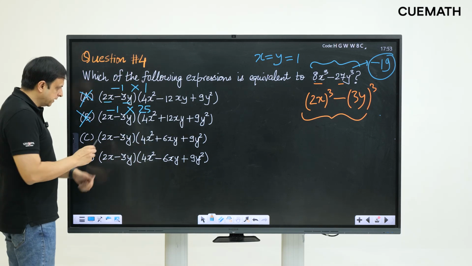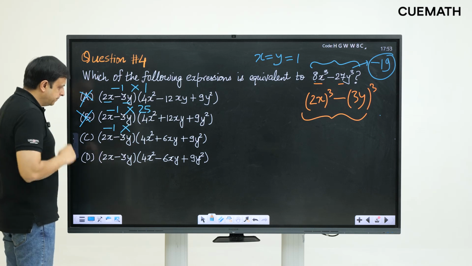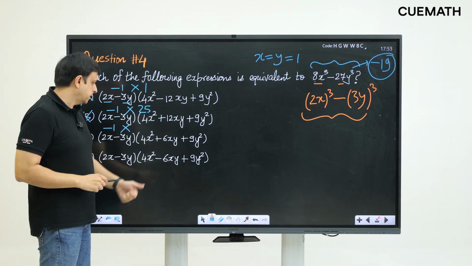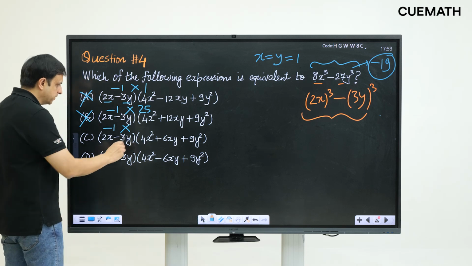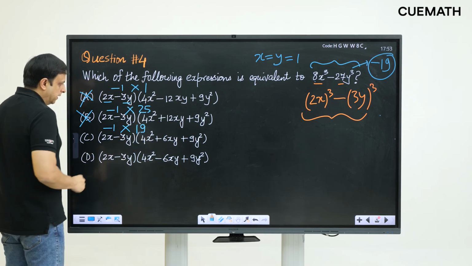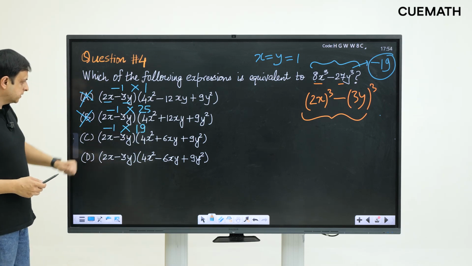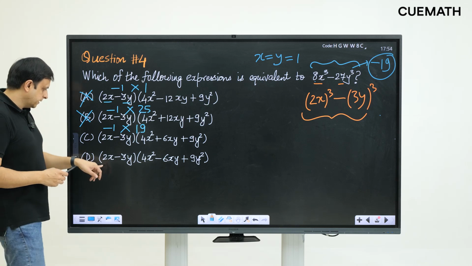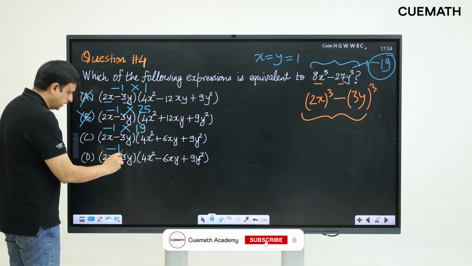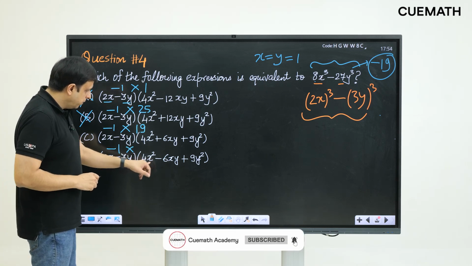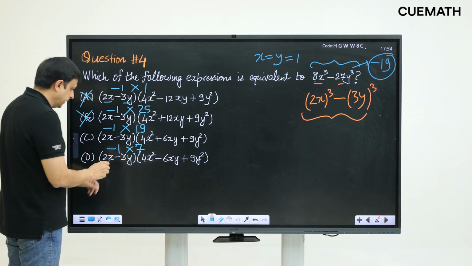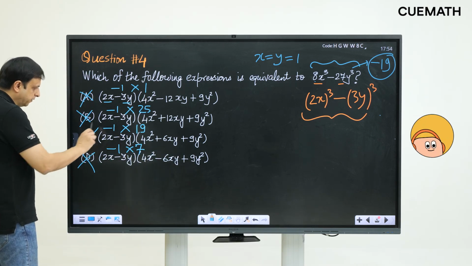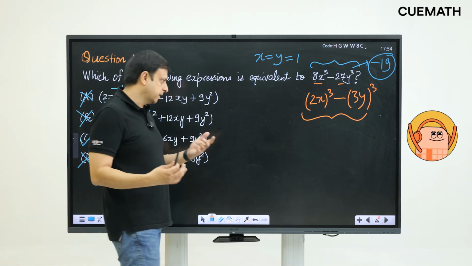So I have 2 minus 3, that's minus 1, times 4 plus 6 plus 9. Okay, so 4 plus 6 is 10 and 9 is 19. So minus 1 into 19, that's minus 19. So this could be possibly correct, but let's also look at this expression. That's 2 minus 3 minus 1 times 4 minus 6 plus 9, and that is 7. So that's minus 7. So this one's ruled out, and therefore option C is correct.